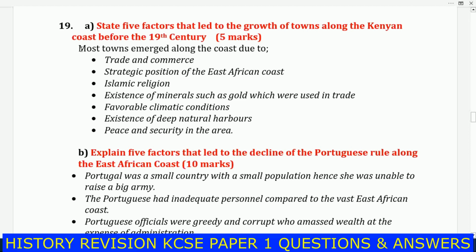You convince the examiner that you know what you are writing. For example, you can start with a statement like this one: most towns emerged along the coast because of the following reasons. Number 1, trade and commerce that was happening there. Number 2, strategic position of the Eastern African coast. Number 3, the Islamic religion also led to the growth of towns. Next, existence of minerals such as gold, which was used in trade. Next, favorable climatic conditions. Next, existence of deep natural harbors.